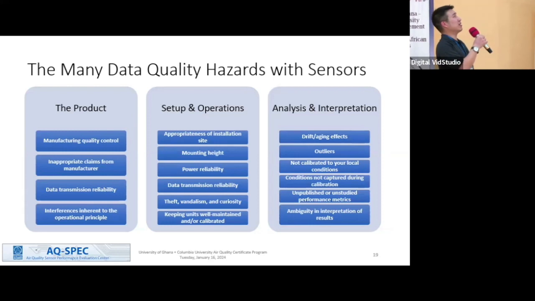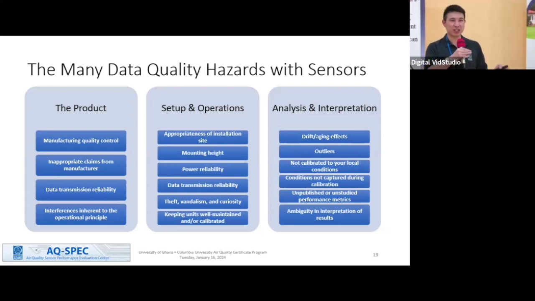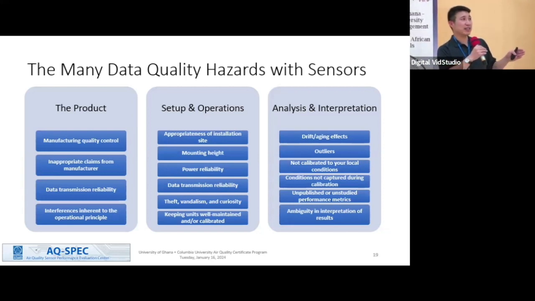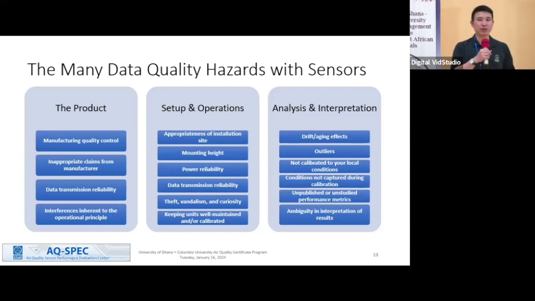And then in the analysis and interpretation side, you have to deal with drift and aging effects. Especially for the gas sensors, they have a very limited lifespan. And so as they age, it becomes more and more difficult to actually adjust the data to account for that. There are also outliers that should be identified. Perhaps the sensors are not calibrated to your local conditions.